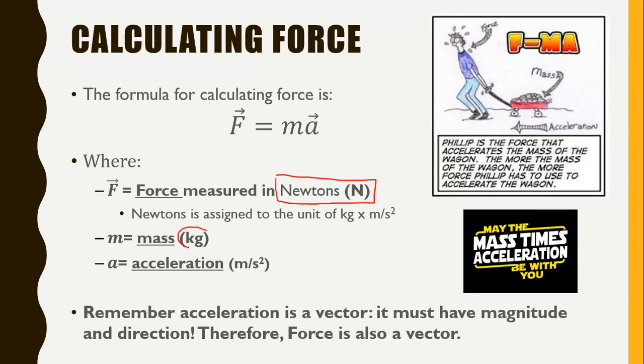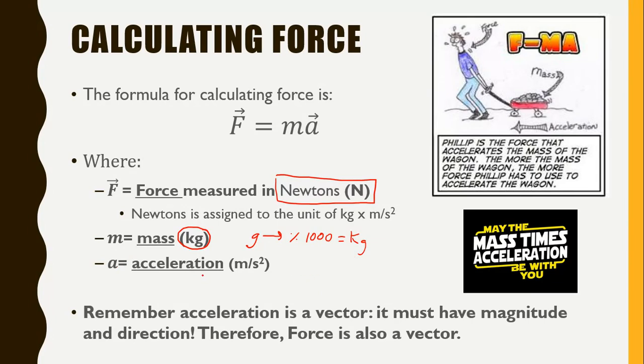Now this is important because sometimes you might get a question where I give you the grams, right? How do we go from grams to kilograms? How do we convert grams to kilograms? We divide by 1,000. Okay, so if we divide the grams by 1,000, this will give us our kilograms.